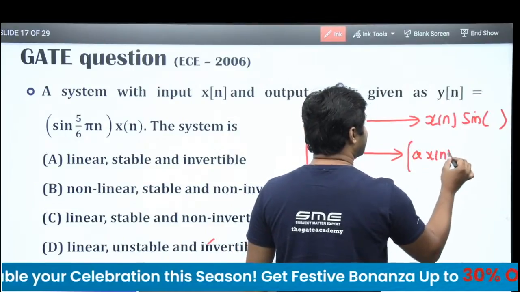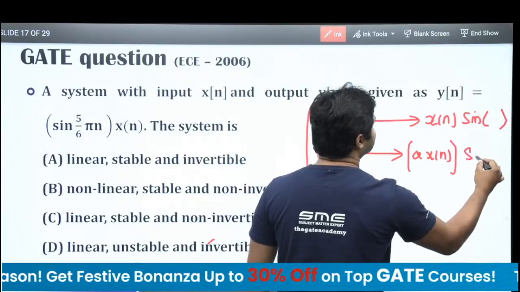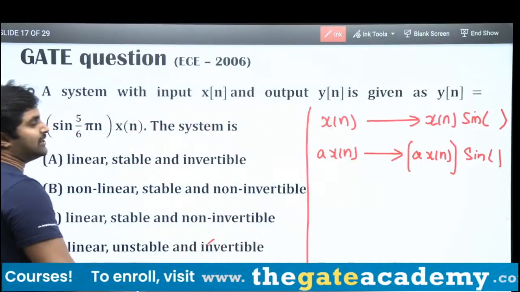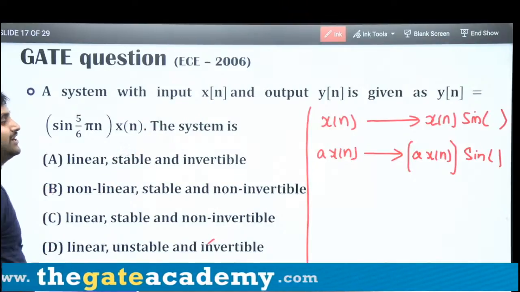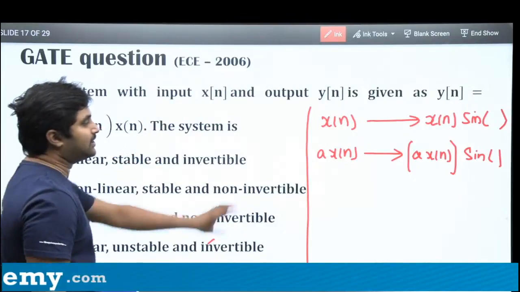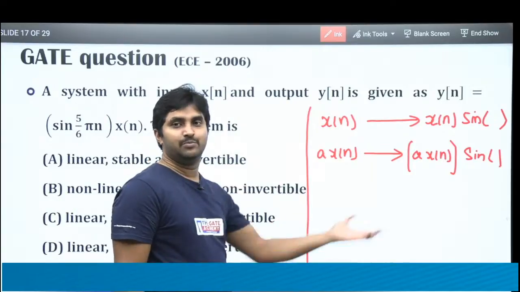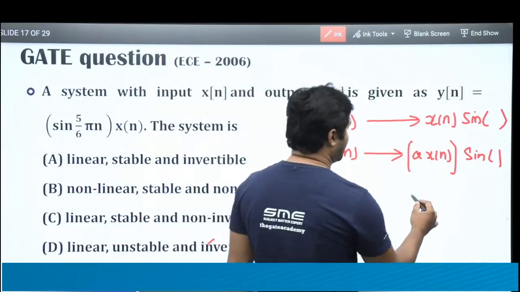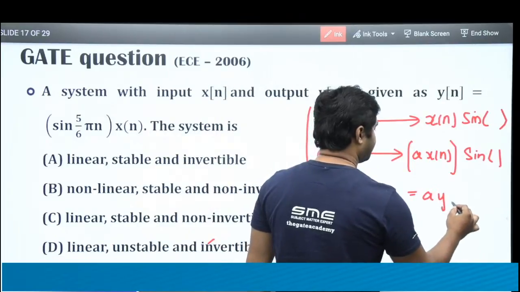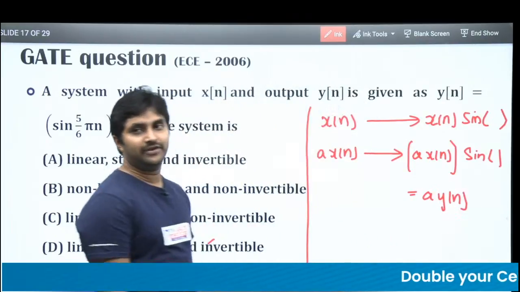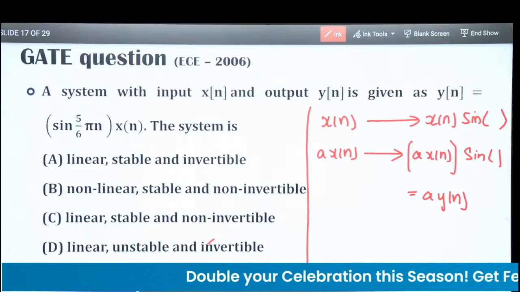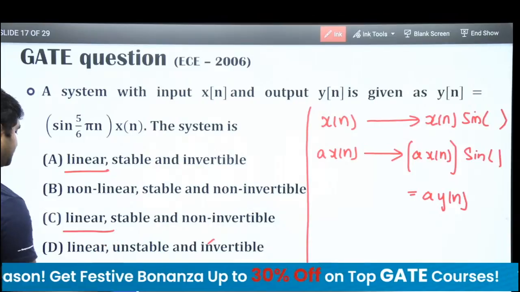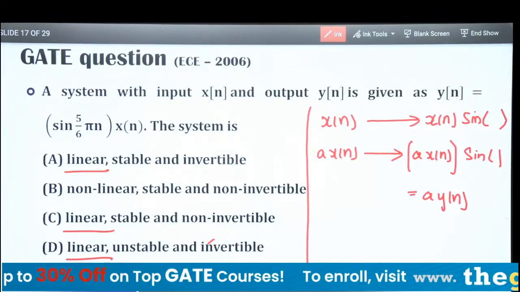Now this input is multiplied with the sine, because that is the property, right? That is what the system is doing. Whatever input you give is multiplied with the sine. Here the input is a into x of n, and the same input is multiplied with the sine. Now isn't it equal to a into y of n? Definitely yes. It means that the system is linear.